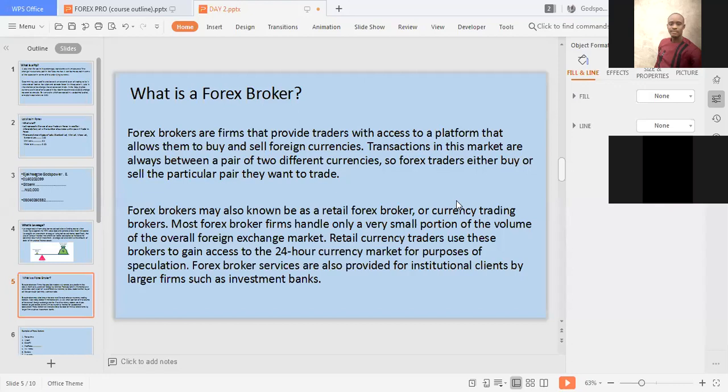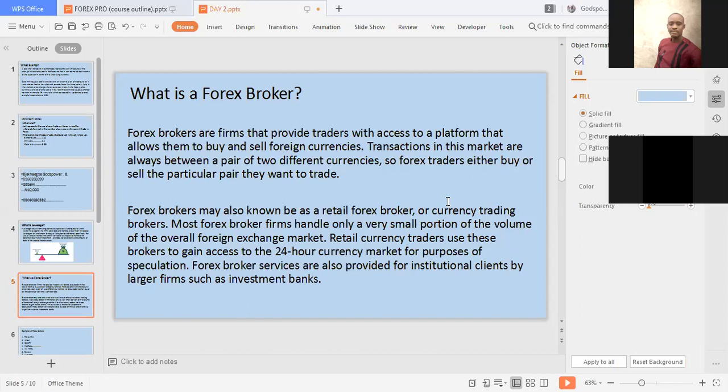Brokers. Brokers are firms that provide traders with access to a platform that allows them to buy and sell foreign currencies. Transactions in the market are always between a pair of two different currencies. So forex traders either buy or sell the particular pairs they want to trade. Like I said in my day one, what is the thing you do in the forex market? You buy or you sell. So brokers are platforms or firms that give you a platform. Please, let's check out that definition again. I think it's explanatory enough. Brokers are firms that give you a platform that allows you to buy and sell foreign currency.